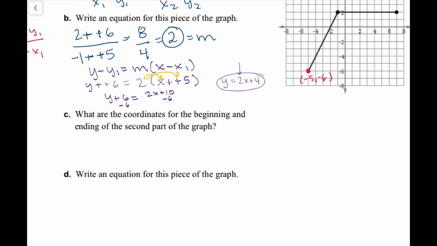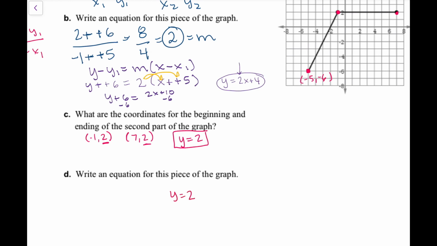Now we're going to find the coordinates for the beginning and the end of the second part of the graph. Right here, I have the point negative 1, 2. And right here, I have the point 7, 2. Now, since both of the y's are 2 and it's a horizontal line, this is going to be the equation y equals 2.